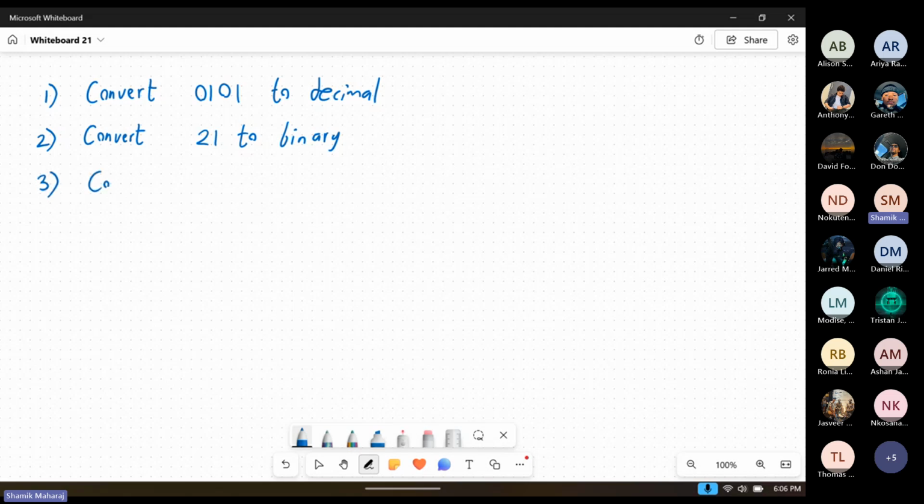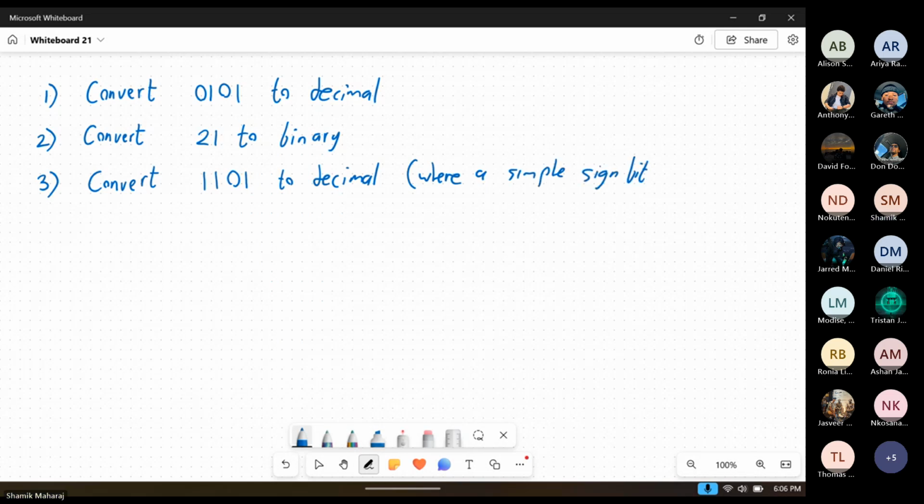Question 3 will be convert. Try and be strategic here. Let's say 101 to decimal, where a simple sign bit is used. Sometimes my spelling gets a bit confused. That's how it is anyway. If I mess up, you guys can just tell me. Okay.